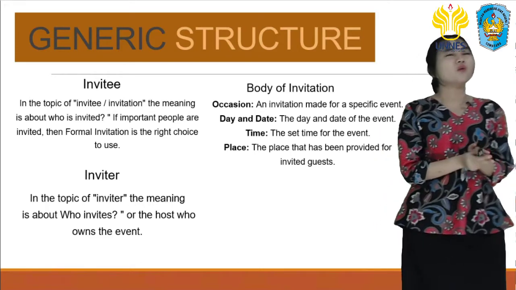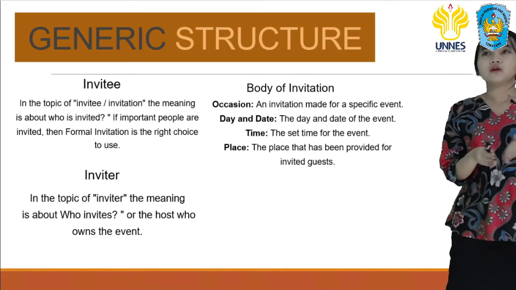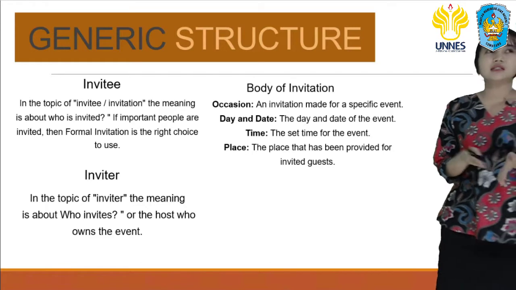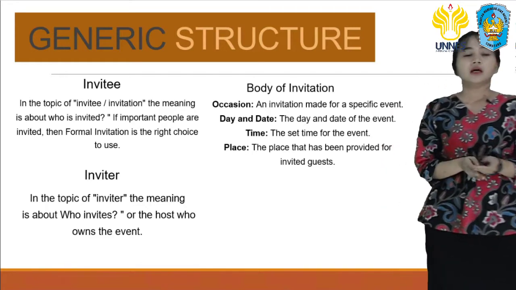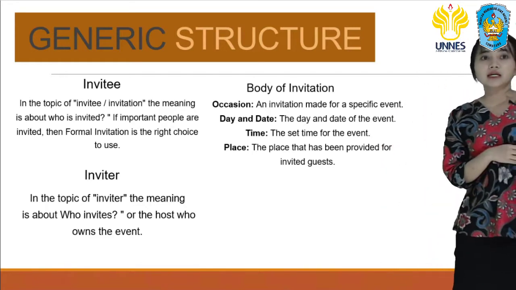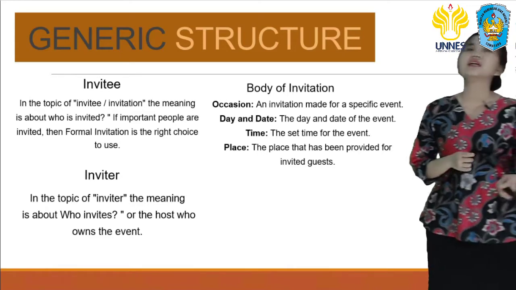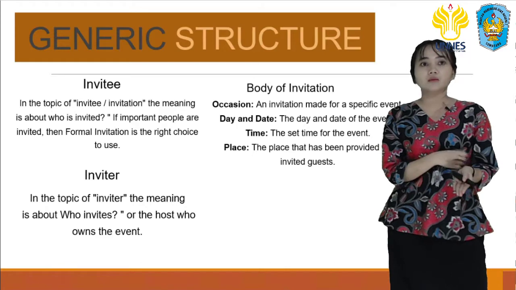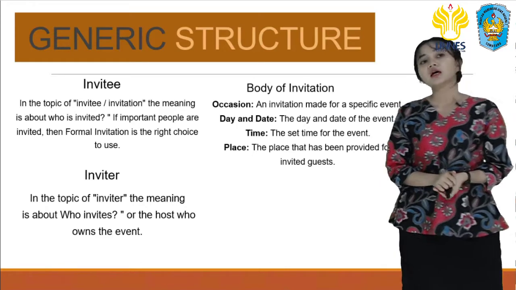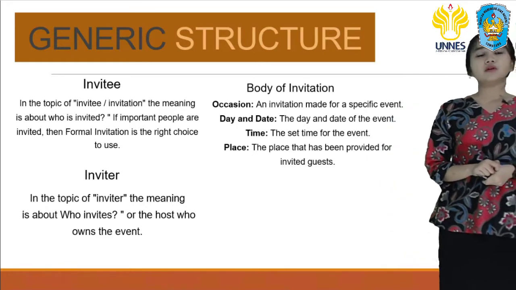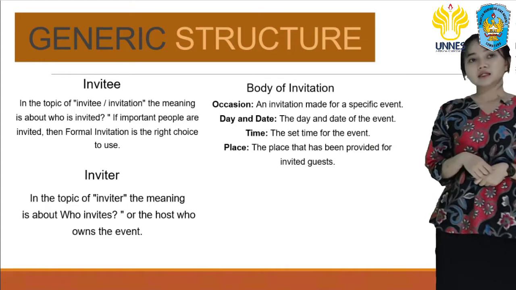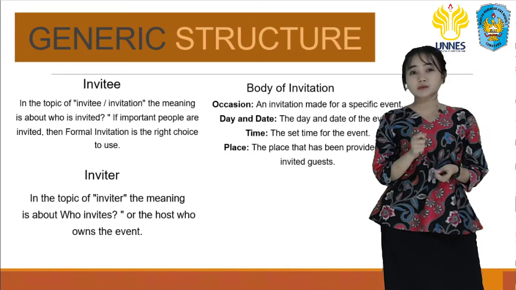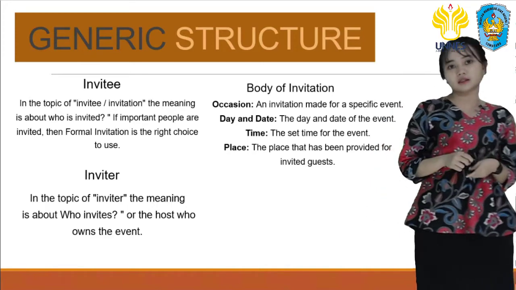Occasion is like, what is the purpose of making this invitation? Like, what for? What is this invitation for? And day and date, the day and date of the event. So you can write it day first or date first or month. It's fine. And for the time, the set time for the event. Place, the place that has been provided for invited guests. But it must be specific when you write the place.